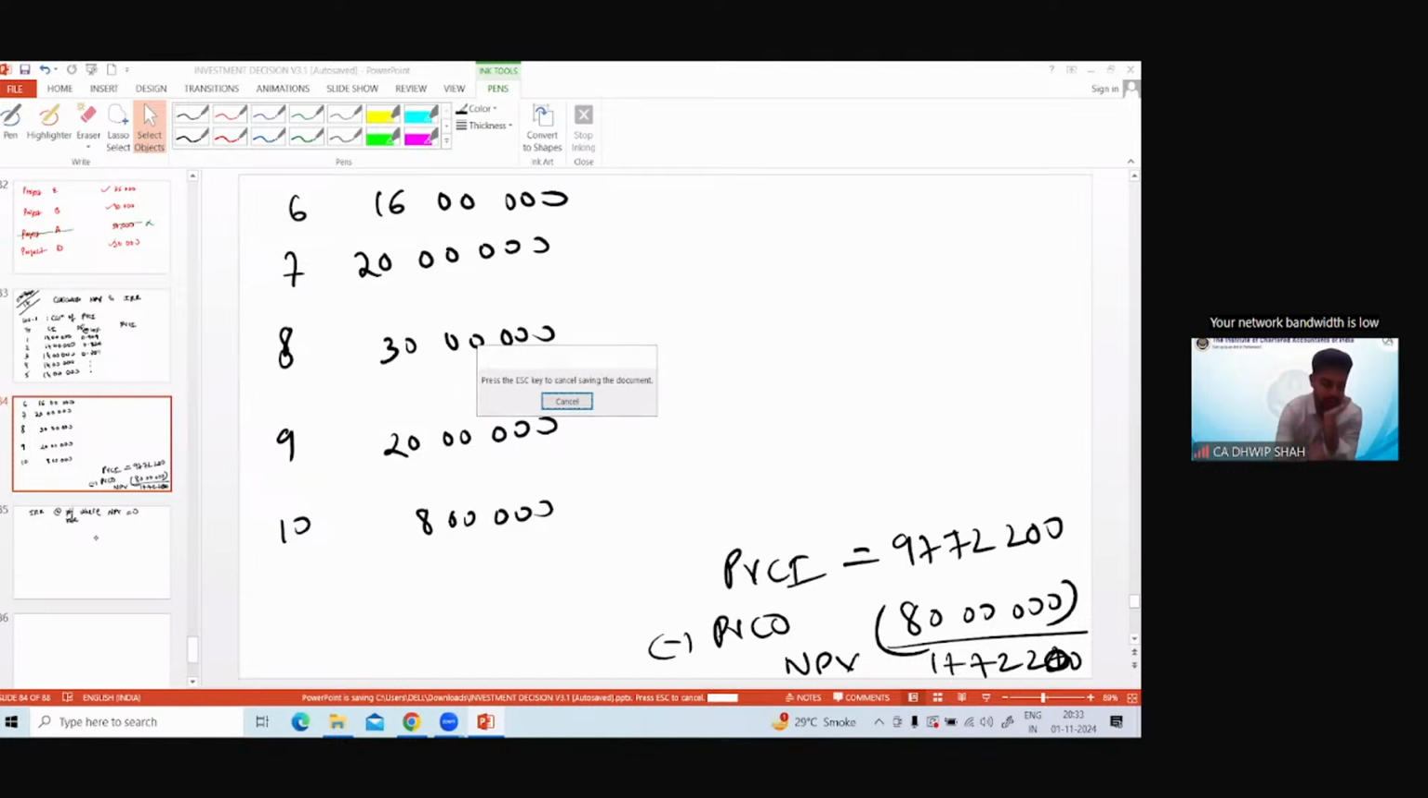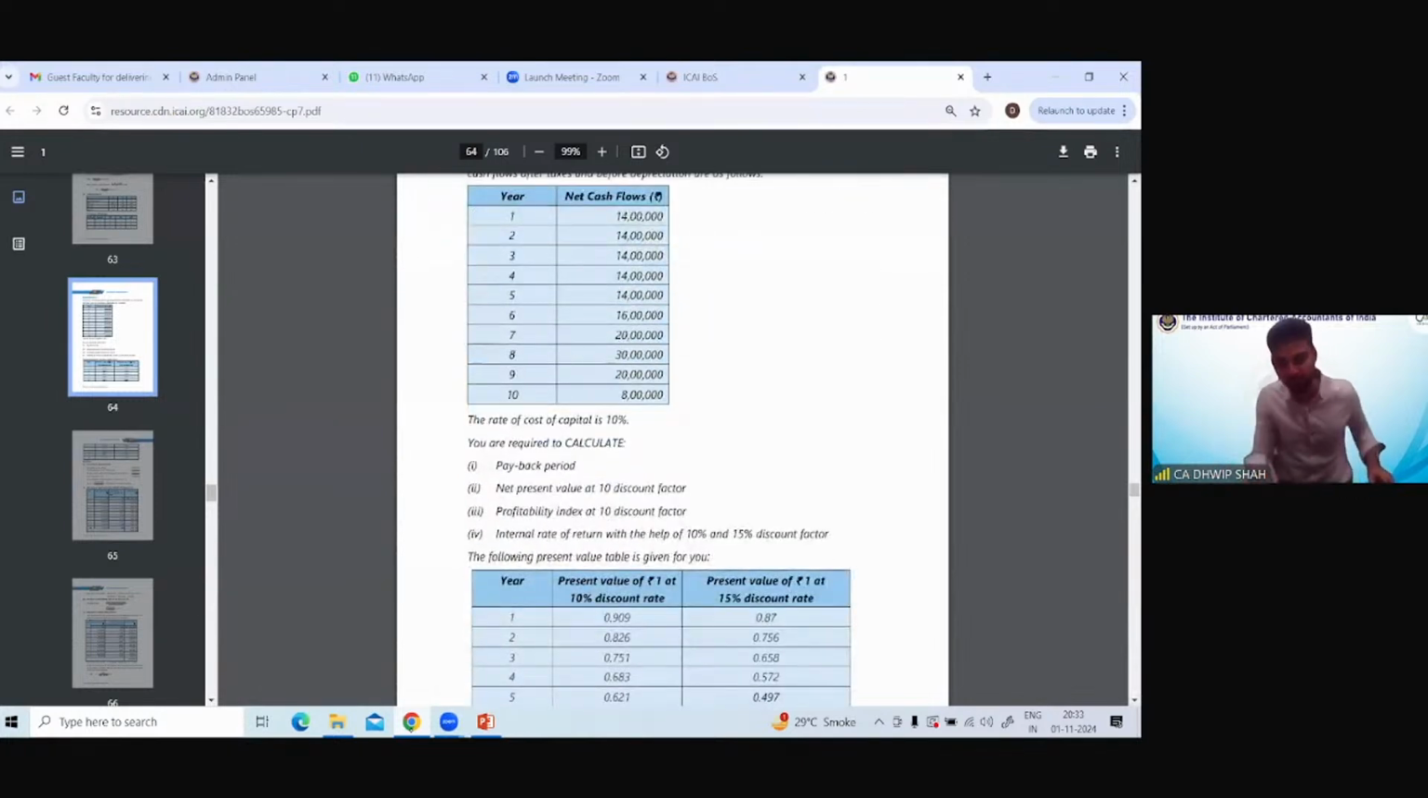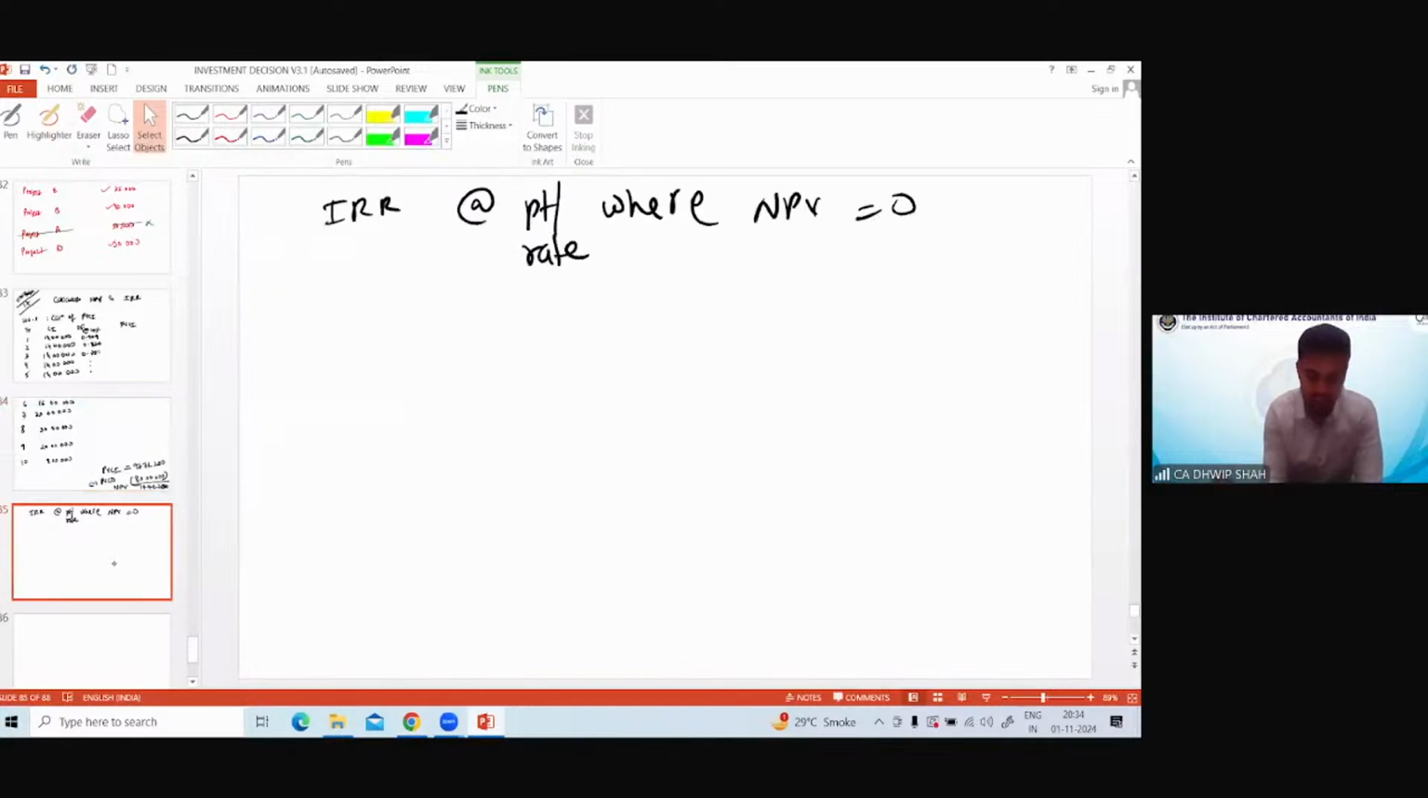To bring down your present value, we increase the discounting rate. Another hint is directly given in the question. If you see the table, they have given the discounting factor at 15%. So IRR would definitely be between 10 and 15%. Otherwise, they would not have given the discounting factor at 15%. Are you getting this? This is how you use the hint from the question.